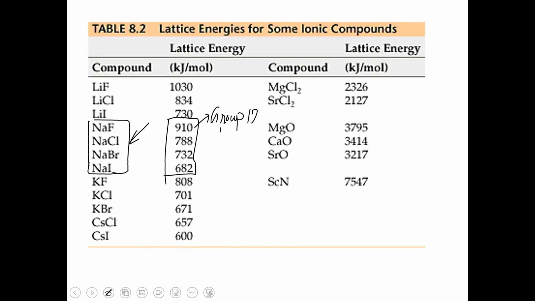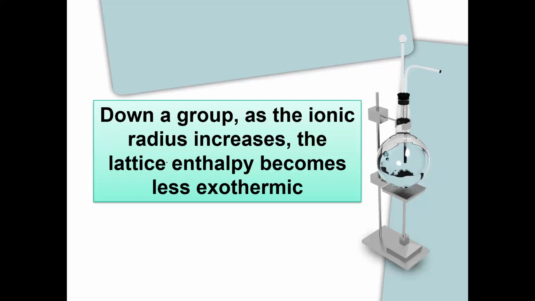I got it now. Yeah, it's fluorine, chlorine, bromine, iodine. No, wait a minute. Sir, it's in group number 17. So it means if I go down a group, what's happening? It's decreasing. Yes, what is the concept? Look at it, down the group.